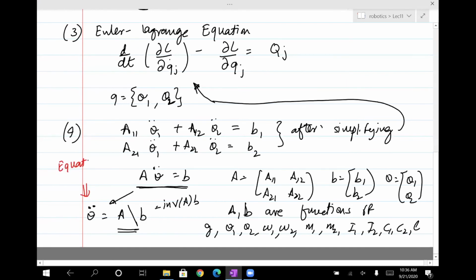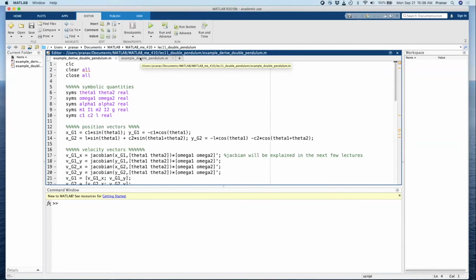Remember, when we did the projectile, we were trying to get x double dot, y double dot. In this case, it's theta double dot that we are after. Once we get that, we can integrate the equations of motion and get theta 1 and theta 2 and theta 1 dot and theta 2 dot, which are the positions and velocities of the links. And once we do that, we can do an animation. Okay, so next I'm going to show you how to do this in MATLAB.